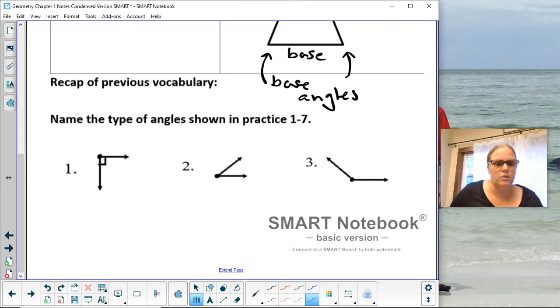All right, now we're going to just do a quick recap here. And this is kind of reviewing the material from the previous lessons, but it does tie into what we talked about for the triangles. So this one, number 1 here, what type of angle is shown? So because of this 90-degree mark, I know that this is a right angle.